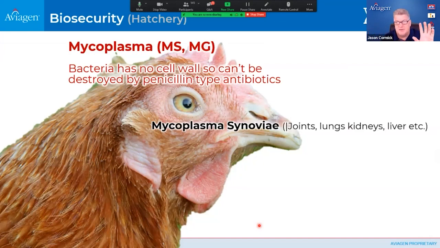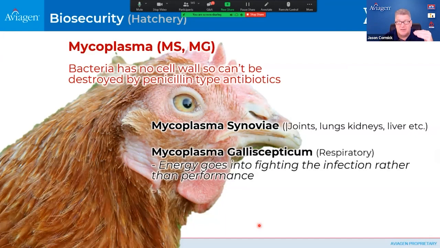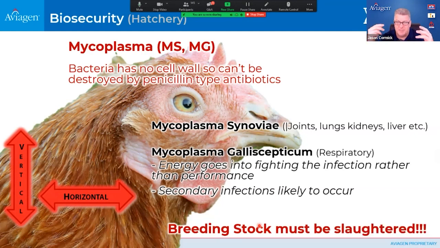If we look at Mycoplasma synoviae, that can affect pretty much anything in the bird. Mycoplasma gallisepticum is going to be more respiratory. The problem with Mycoplasma is that the bird is going to be using energy trying to fight that infection, so performance will drop. The other thing is that because immunity will go down, it's very likely to pick up a secondary infection. So things like pericarditis will start to creep up. You'll see a lot of other problems when actually the root of that problem can be a Mycoplasma. Of course, because it's vertically and horizontally transmitted, everything has to be slaughtered.